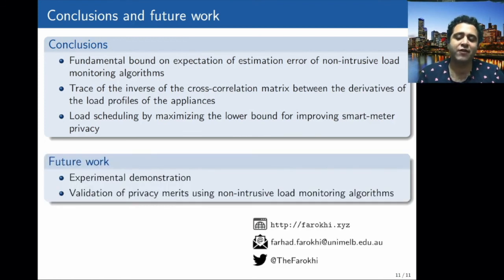In terms of future work, it would be very nice to focus on experimental demonstrations, to see if what we are proposing here with the gradient descent algorithm actually works well if we have a lot of different loads that we need to schedule, not only two. Specifically, we're going to look into the commercial non-intrusive load monitoring algorithms that a lot of the companies I mentioned earlier use, and see the effect of the scheduling we are proposing on the performance of those specific algorithms. What we are doing here theoretically, does it make sense practically or not? Those would be two interesting future works.